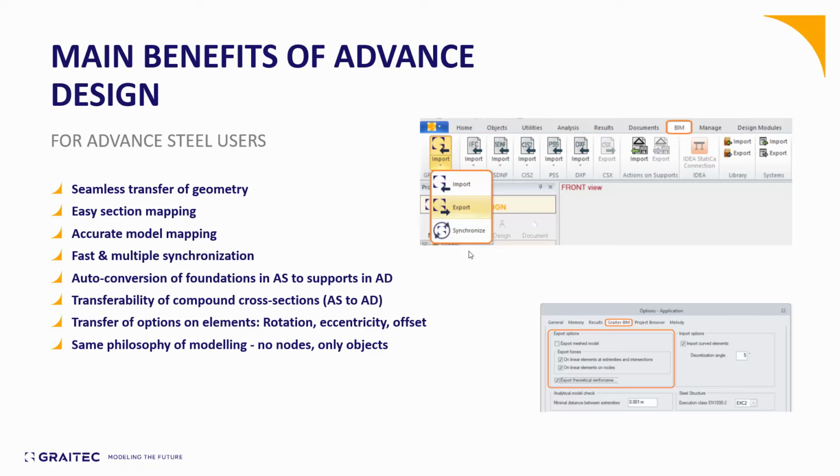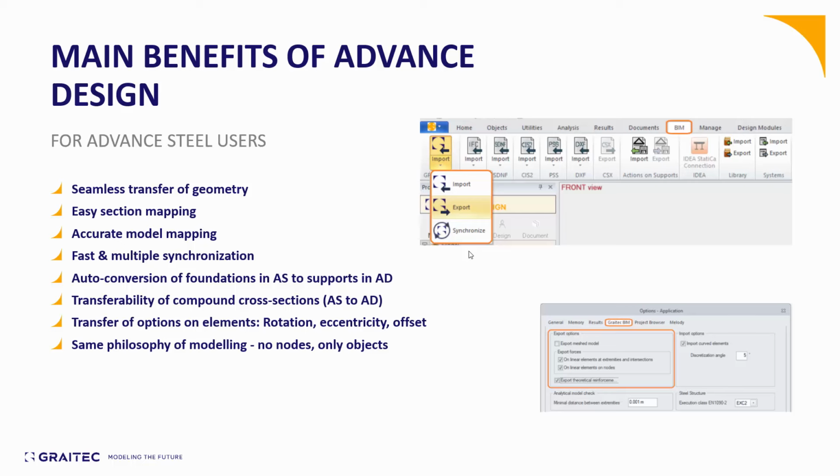In terms of synchronization, if you have sent your model to Advanced Design and done some modifications, you can use the synchronization option to send back your model, including all of the changes, into Advanced Steel again. Then you have the option to either accept the changes or ignore them. That is a very fast and also multiple synchronization. I'm going to show you that you have the option to select specific elements to modify or ignore, so you will have control over all of those elements.